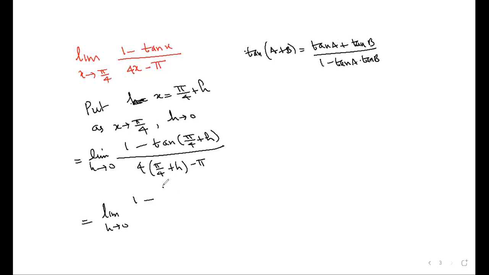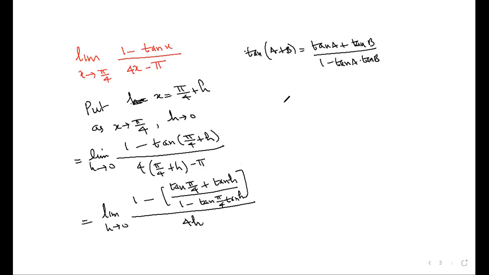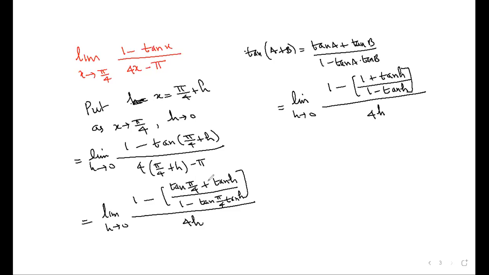Now tan 45 is 1. If you want, you write tan pi by 4 plus tan h upon 1 minus tan pi by 4 into tan h, divided by, when you open the bracket, 4h. Tan 45 is 1, so 1 minus (1 plus tan h) upon (1 minus tan h). Nirmay gave me this answer directly. Good. You can directly write that answer. It is not necessary to expand and then put tan 45 as 1.